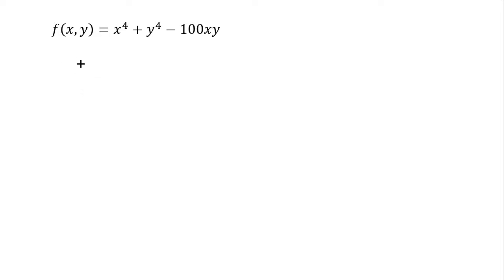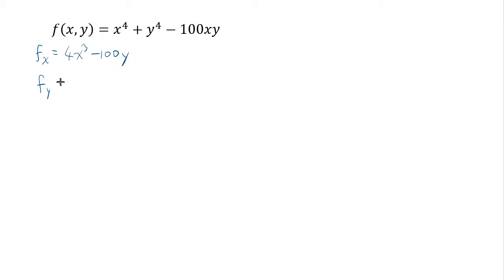Let's look for the critical points of this function and then find the nature of the critical points, whether it's a local max or local min or a saddle. To find critical points, you need to find the partial derivatives. If you differentiate by x, that's 4x cubed. When you differentiate by x, y is treated as a constant, so this will become 0. And negative 100xy, when you differentiate by x, x becomes 1, and you get negative 100y.